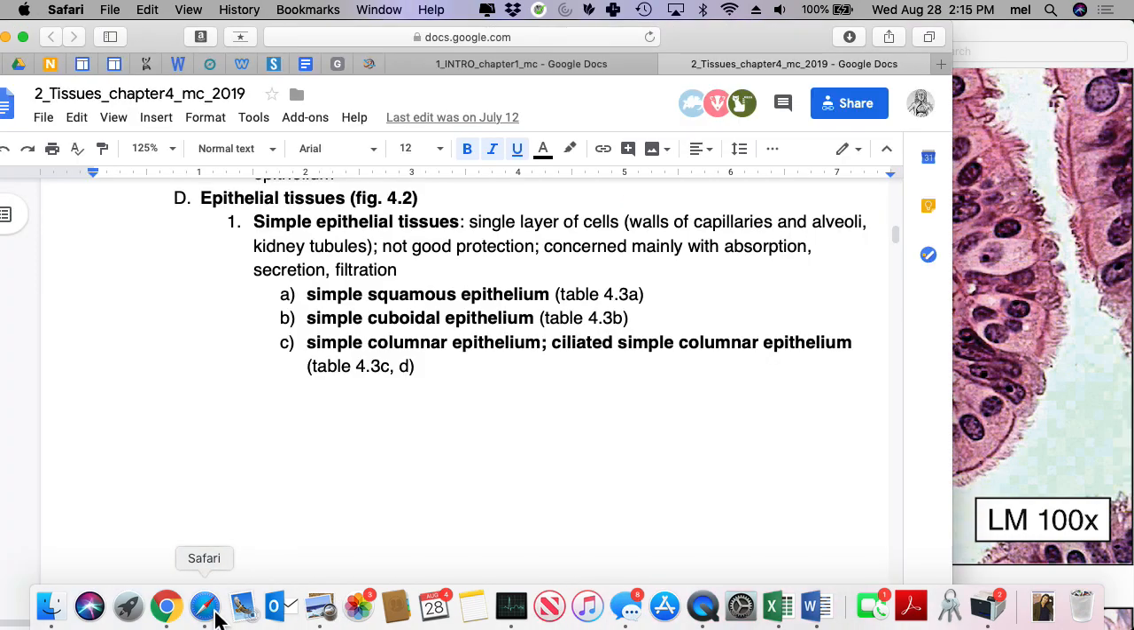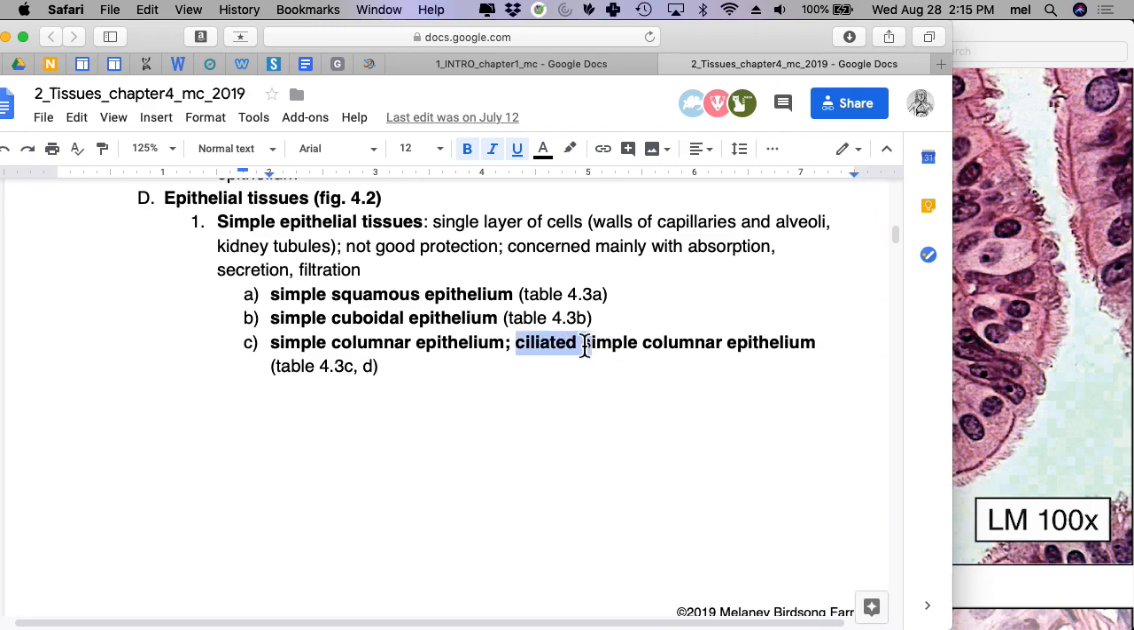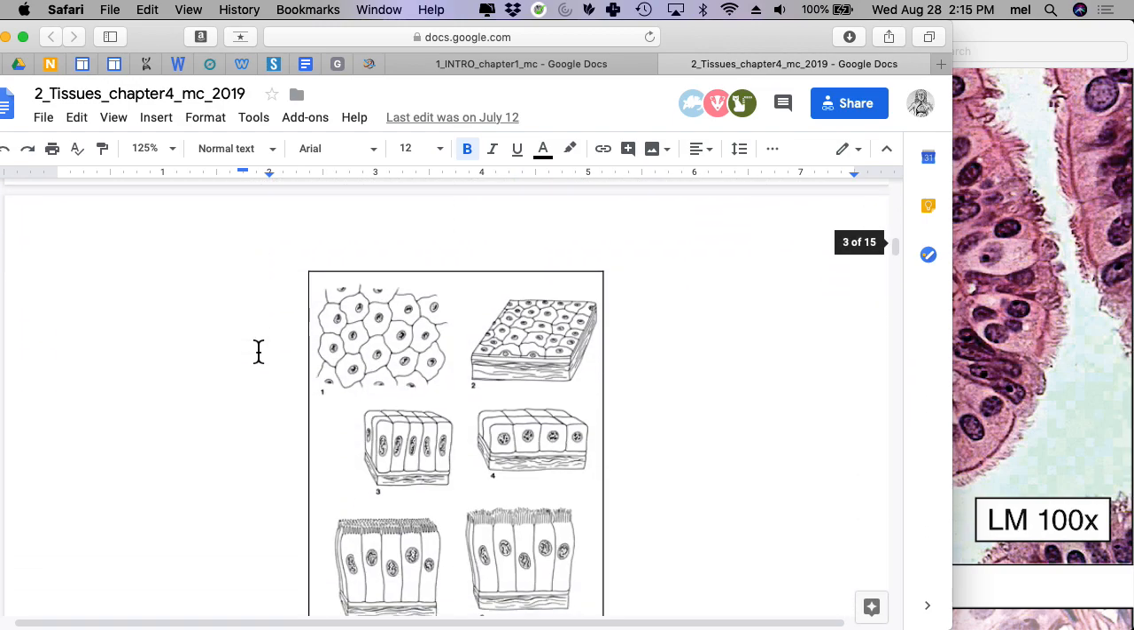Okay, so can you tell the difference between those two? Simple columnar epithelium, ciliated simple columnar epithelium. The only way that you distinguish them in words is by adding the word ciliated. This one isn't called microvillated, it's just called simple columnar epithelium. Everybody okay with that? So if it's not ciliated, it has microvilli?